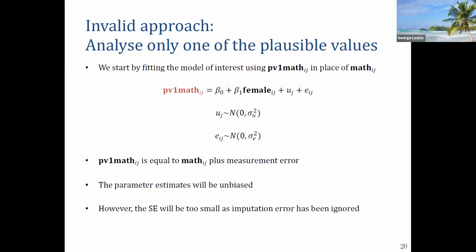So you might start just by going, well, I don't observe students' math scores, so I'm just going to use the first plausible value. We know that plausible value has measurement error in it. 20% of the variation in that is measurement error. The parameter estimates, the betas, will be unbiased, but the standard errors on those regression coefficients will be too small because we've ignored the fact that we've got measurement error. We're treating this naively as if it's the truth. So let's see these results.